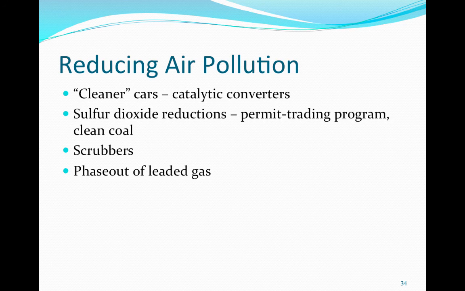All right, next question is, list 3 specific things that have helped to reduce the amount of air pollution that is emitted in the U.S. Cleaner cars, the catalytic converters, sulfur dioxide reductions. There's something called a permit trading program. So you say, hey, you company, you can only make this much sulfur dioxide, and hey, you company, you can only make this much. But if you're really efficient at what you do, you have this extra credit, and then you can sell that to someone else so that they can pollute more. So going green has actually become a way of making money. Scrubbers, we've talked about before. I'm going to refresh your memory in a second. And then we've phased out leaded gas here in the United States.